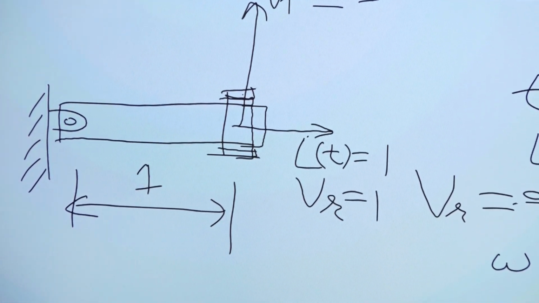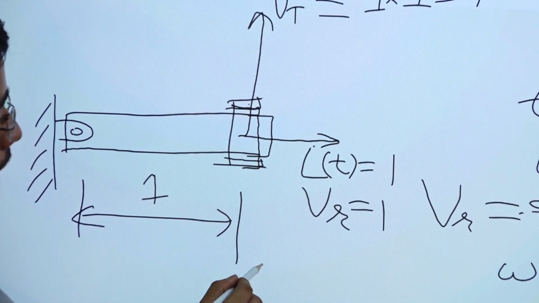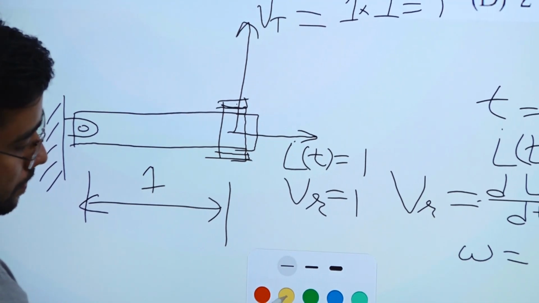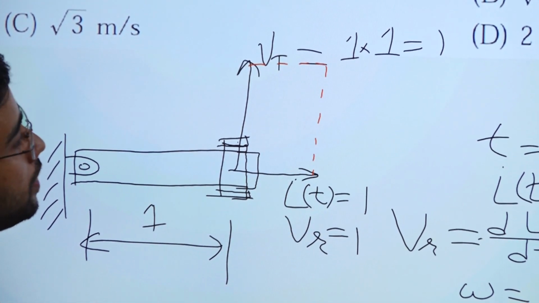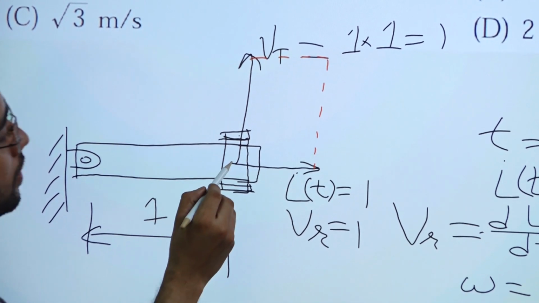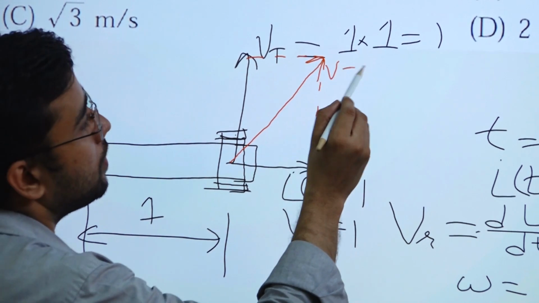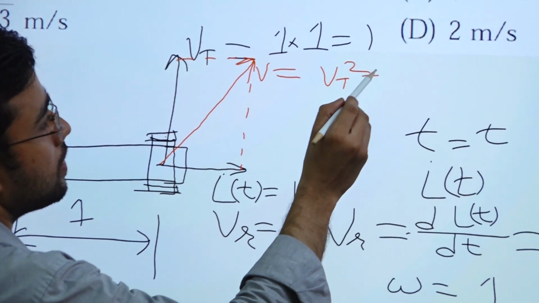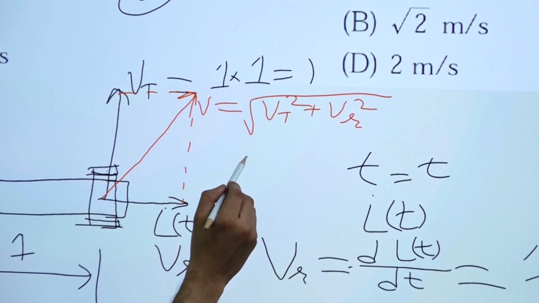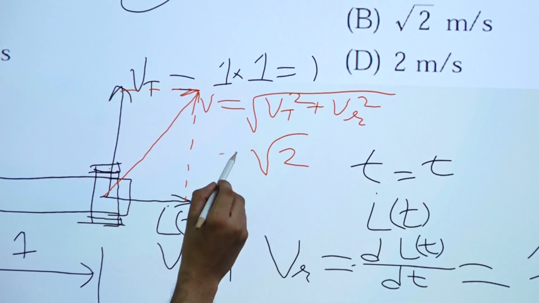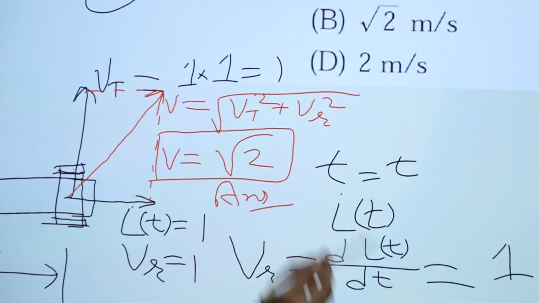Now how do we find out the final velocity of the slider? You just make a parallelogram. This parallelogram will be nothing but a rectangle, right? And the final velocity will be this one. Final velocity V will be equal to under root of Vt square plus VR square. Both are 1, so the answer will be root 2, right?